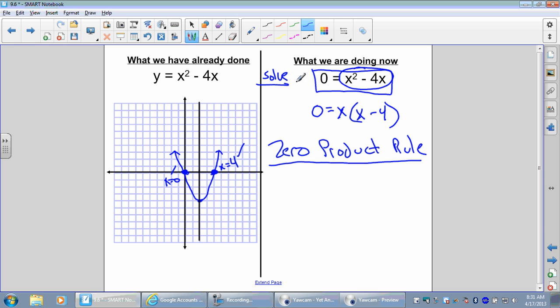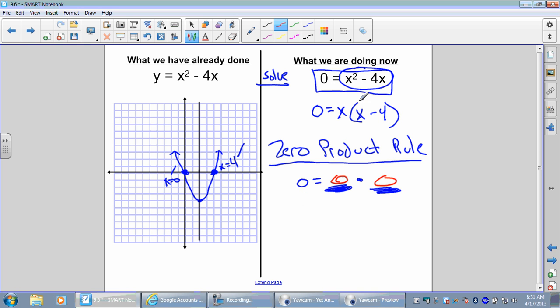It's a very powerful tool in math. And it comes from this. If I tell you that a number times a number equals 0, what do you know? Well, you know that one of these parts has to be 0. Either this one is 0 or this one is 0. They don't both have to be 0, but we know without a doubt that one of them has to be 0. That's called the zero product rule.